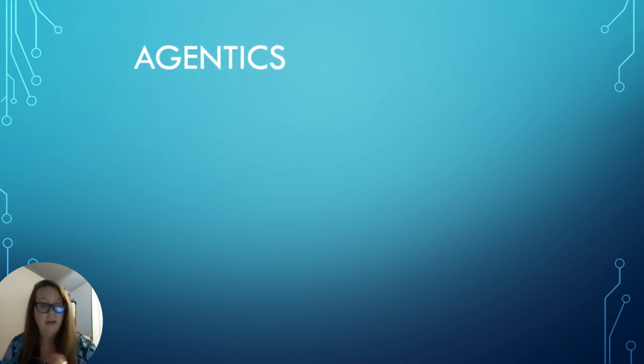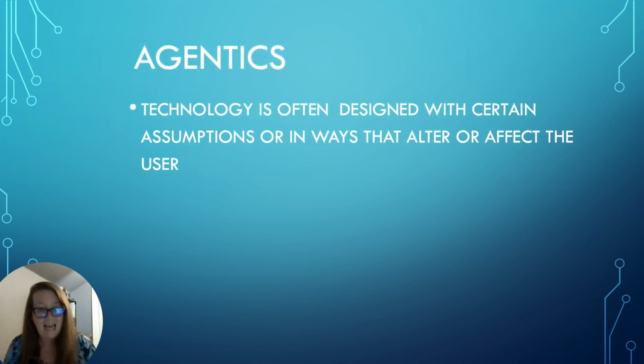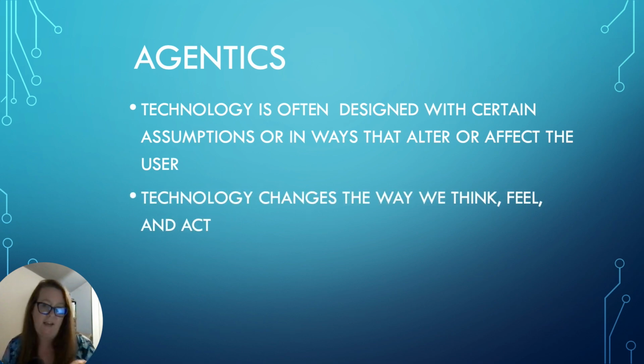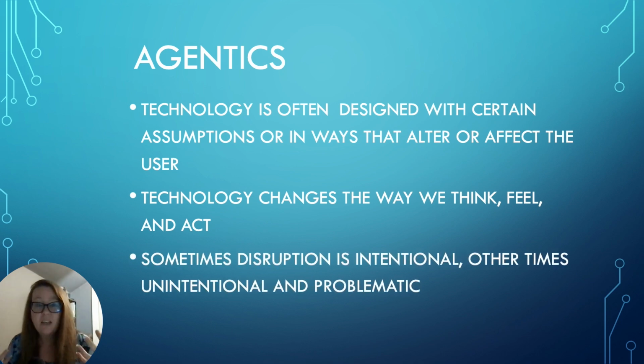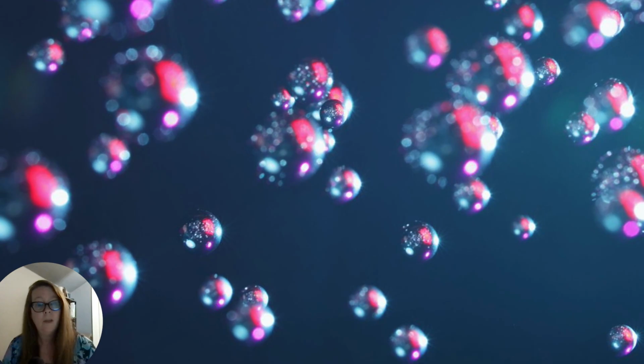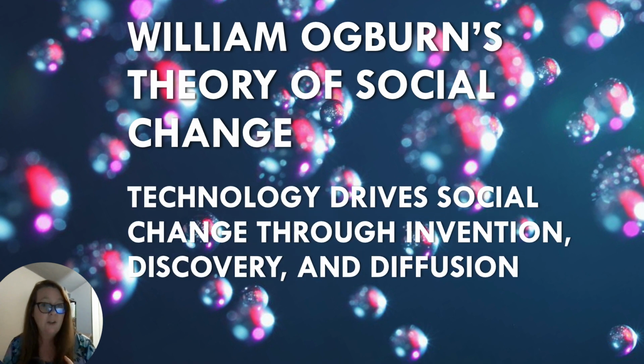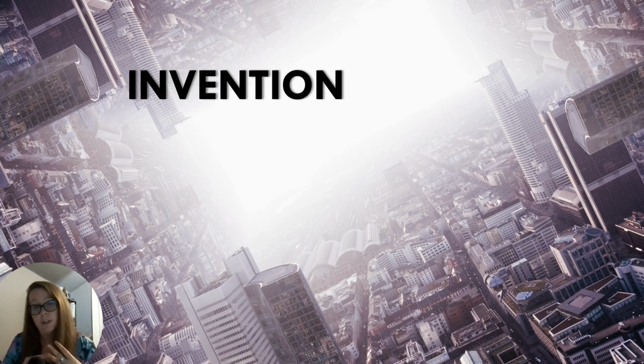Agentics, on the other hand, claim that technology is often designed with certain assumptions or in ways that alter or affect the user, that technology changes the way we think, we feel, act, and potentially in problematic ways. Sometimes the designers of technology intend to create social disruption or change, but sometimes the effect of technology is unintentional and yet deeply problematic. William Ogburn argues that technology drives social change through invention, discovery, and diffusion.